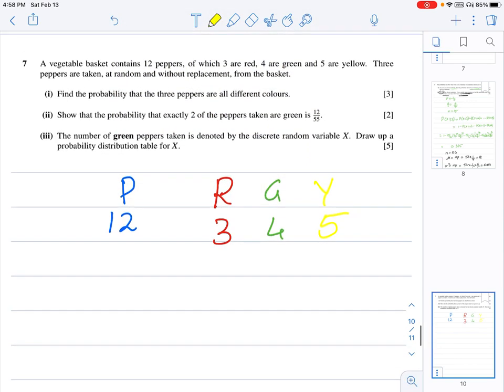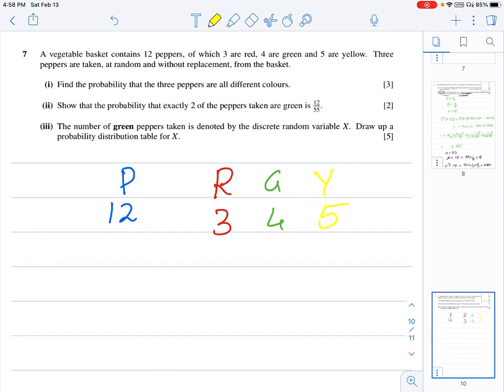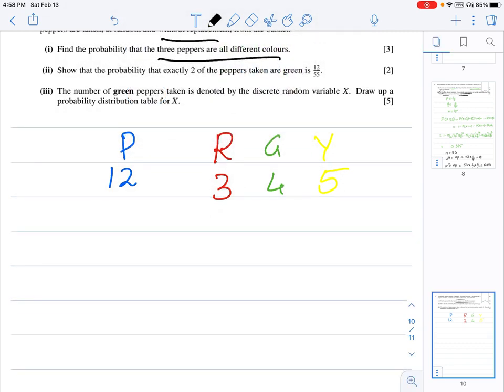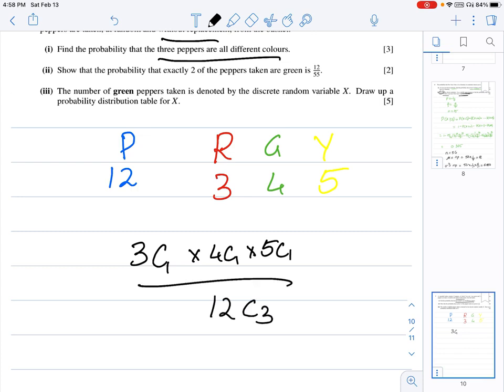3 peppers are to be taken at random without replacement. The question is without replacement. Find the probability that the 3 peppers are all of 3 different colors. So I can take one from red, one from green, and one from yellow, divided by 12C3 because it is probability. So 3C1 times 4C1 times 5C1. This is for red, this is for green, and this is for yellow.